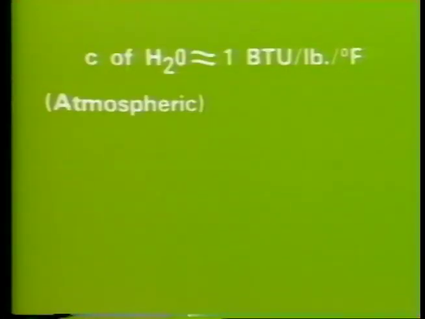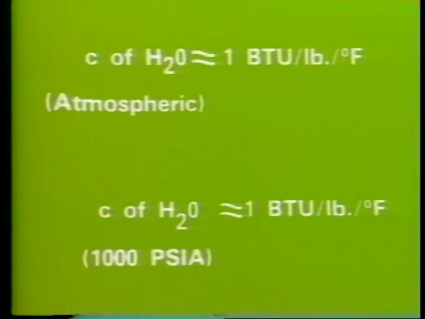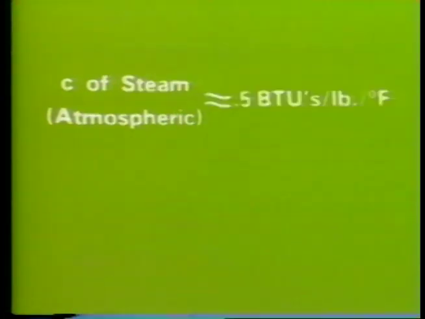Now that we've looked at how changes in pressure affect temperature, let's move on to how pressure affects specific heat, specific volume, and enthalpy. The values for the specific heat of water and steam change very little with changes in pressure. For example, the specific heat of water at atmospheric pressure is approximately 1 BTU per pound per degree Fahrenheit. The specific heat of water at 1,000 PSIG is also approximately 1 BTU per pound per degree Fahrenheit.